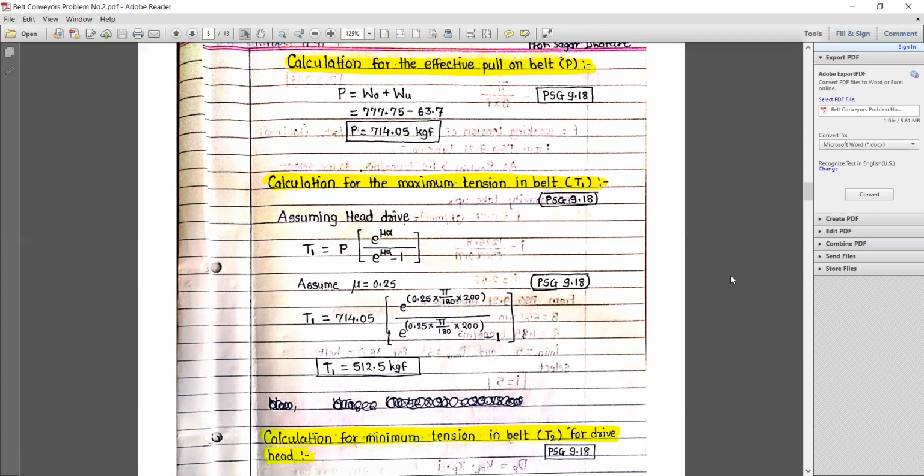Next step, to calculate the maximum tension in the belt. Referring to page number 9.18, the equation given for a head drive is T1 equal to P into e raised to mu alpha divided by e raised to mu alpha minus 1. The value of mu we are assuming is 0.25 by referring to page number 9.18 where the range of mu is given. T1 is equal to 512.5 kgf. As we know, the value of alpha, the angle of lap, is 200 degrees. We have converted it into radians.